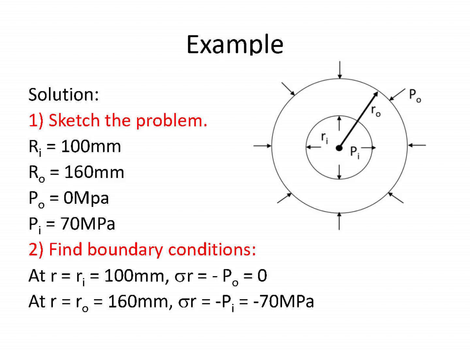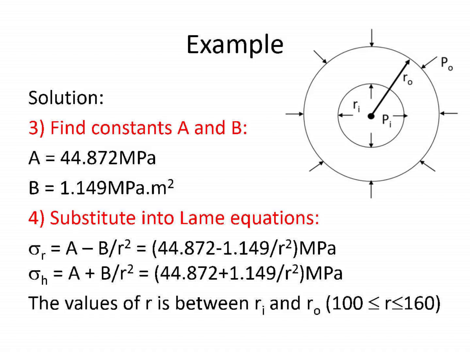Now we apply Lame's equations. According to Lame's theory, radial stress is equal to a constant A minus another constant B, divided by the radius squared. Hoop stress is equal to the same constant A plus B, divided by the radius squared. The constants A and B are determined using the boundary conditions, by substituting the boundary conditions into the equations and solving them simultaneously. We obtain the values of the constants. The value of A is approximately 44.87 megapascals, and the value of B is approximately 1.149 megapascals meter squared.